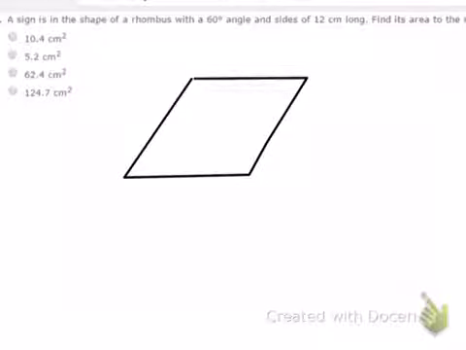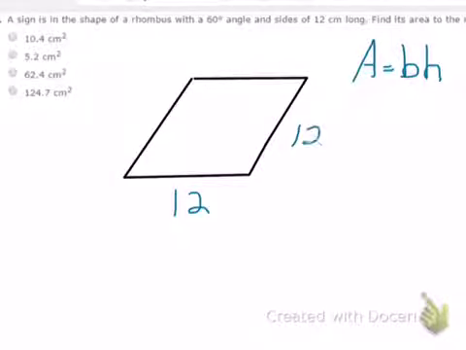So we're dealing with an area problem, so we always want to write down the area formula that applies. The formula for the area of a rhombus is simply base times height. And we're told here that all of our sides of our rhombus are 12 centimeters. And so we can label that as well.